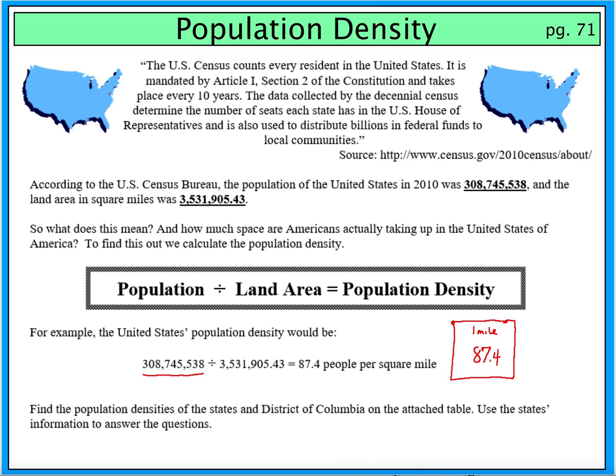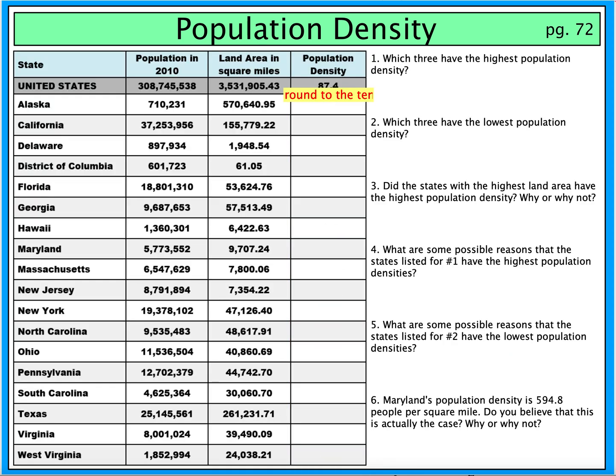Okay. So what you're going to do is, this is on page 71. You're going to go ahead and look through this table, and you are going to divide and find the population density, and then answer the 6 questions that you see on the page or in the video. So again, you're going to take and divide the population by the land area. So just kind of remember that.